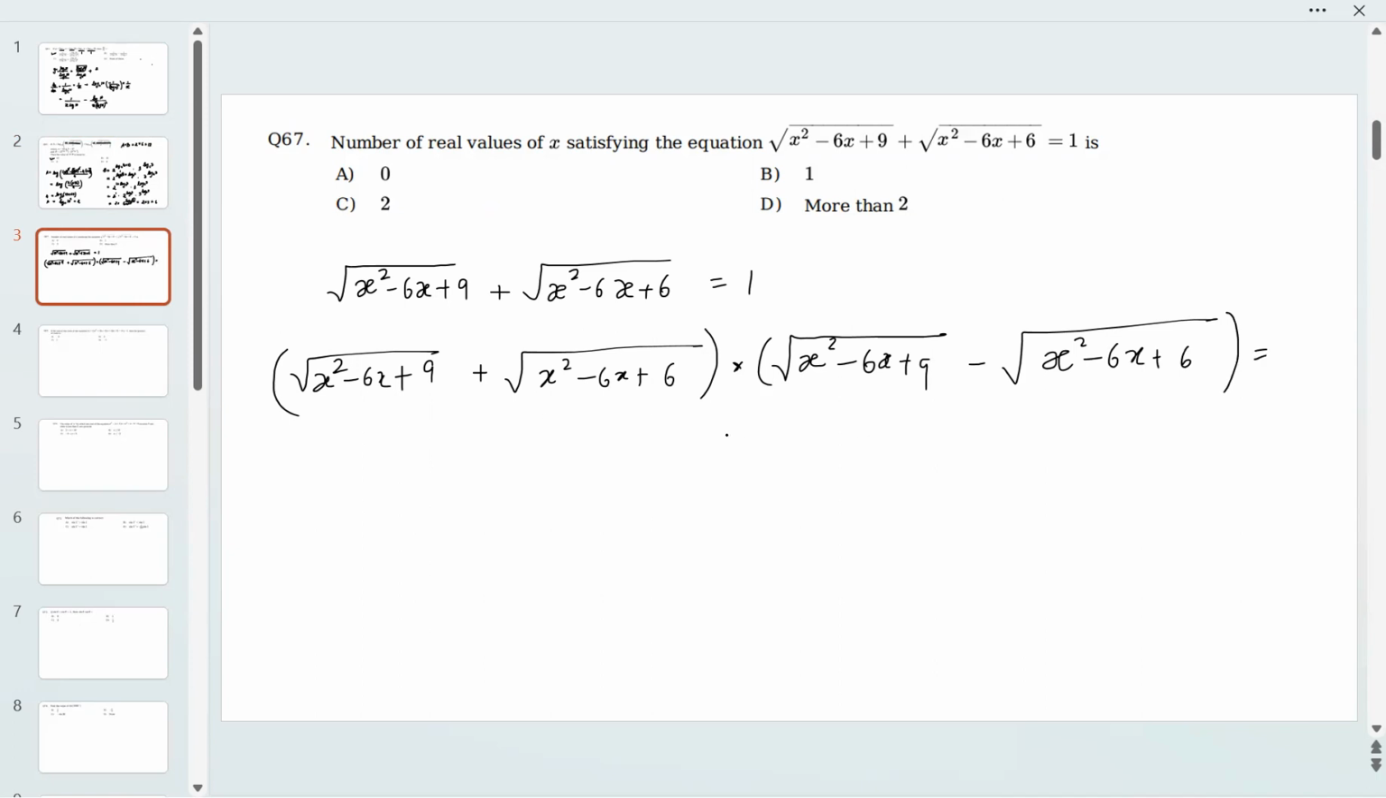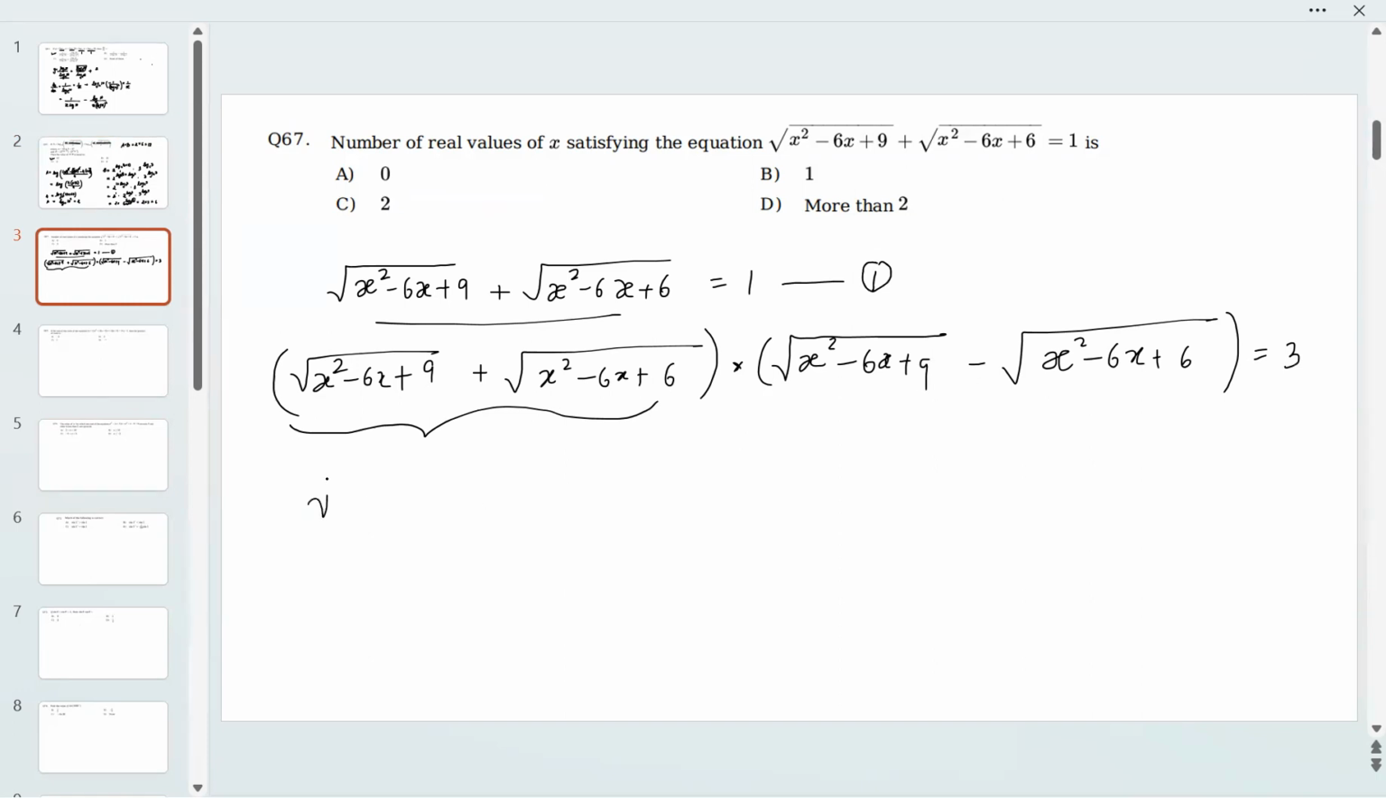A square minus b square we can use. So x square will get cancelled, 6x will get cancelled, and we will get 3. And the value of this is 1. Let this be equation number 1. So this is 1 into anything, this will be anything.